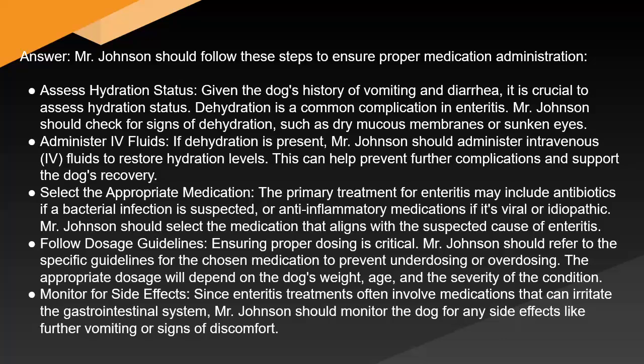Select the appropriate medication. The primary treatment for enteritis may include antibiotics if a bacterial infection is suspected, or anti-inflammatory medications if it's viral or idiopathic. Mr. Johnson should select the medication that aligns with the suspected cause of enteritis. Follow dosage guidelines. Ensuring proper dosing is critical. Mr. Johnson should refer to the specific guidelines for the chosen medication to prevent underdosing or overdosing. The appropriate dosage will depend on the dog's weight, age, and the severity of the condition. Monitor for side effects. Since enteritis treatments often involve medications that can irritate the gastrointestinal system, Mr. Johnson should monitor the dog for any side effects like further vomiting or signs of discomfort.